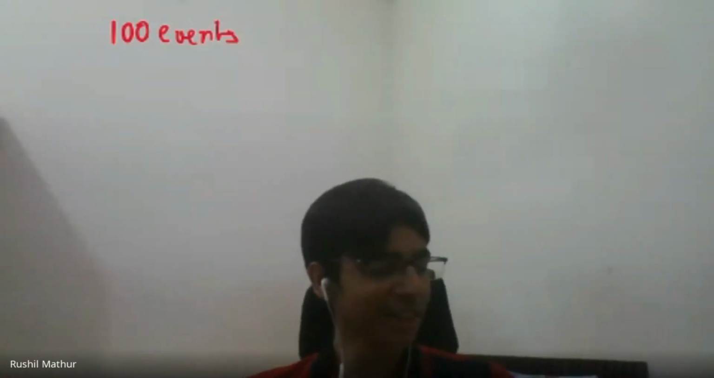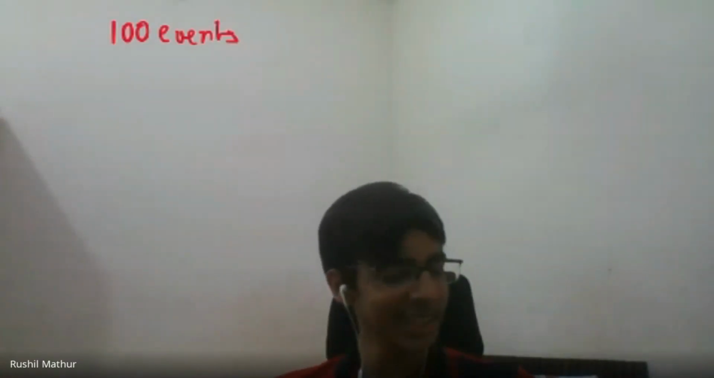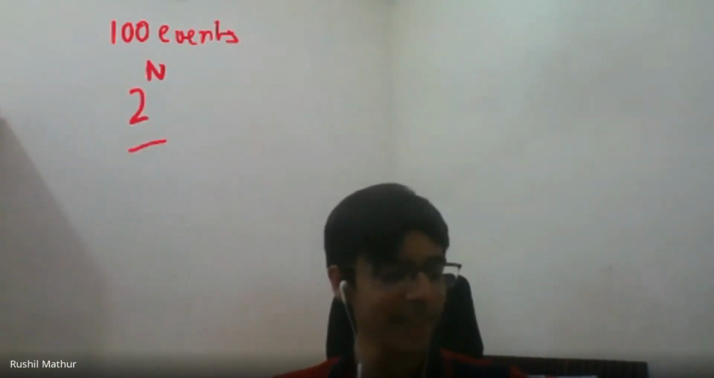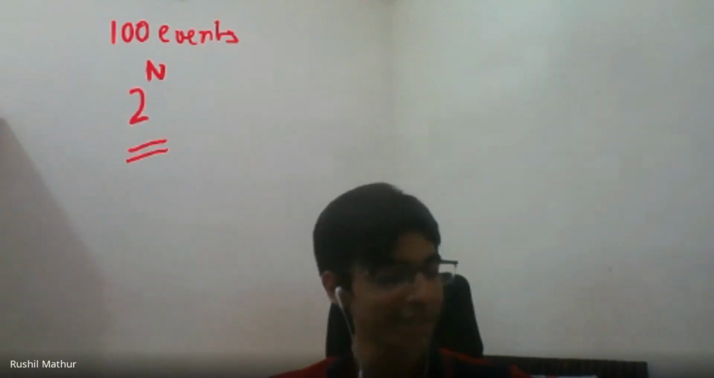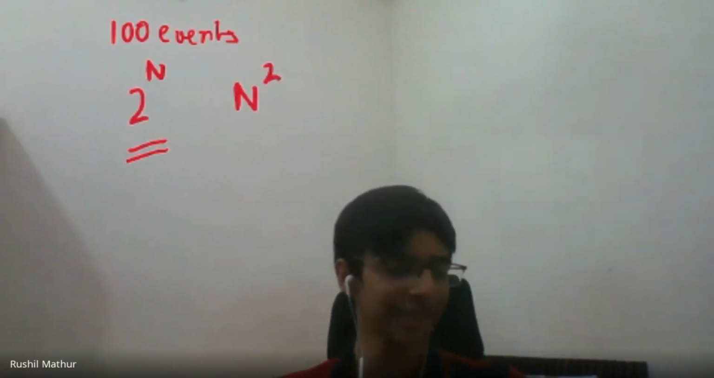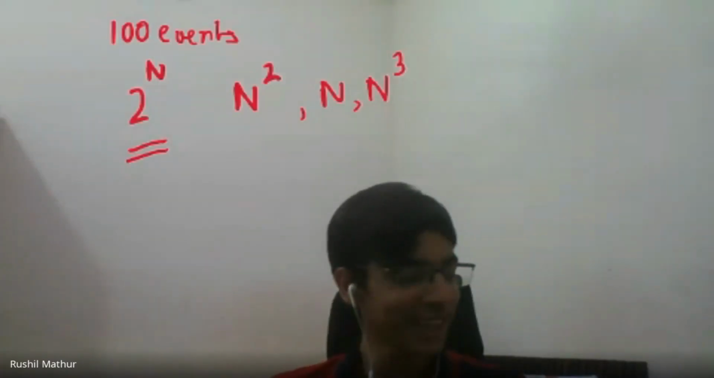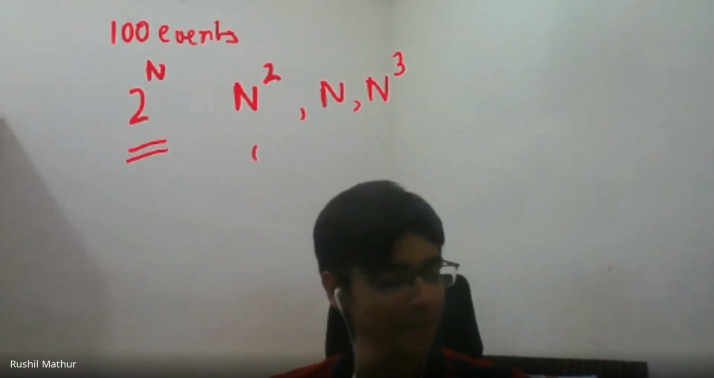Sort them out in the sense, like sorting using sort. I haven't got into what algorithm we're using. I'm just trying to show that if you try out every possibility, it usually takes exponential time, which is not good at all. Instead of 2 to the n, you want n squared or something. n is also okay, n cubed is also okay. You want a polynomial. Exactly. You don't want exponential time, you want polynomial time.